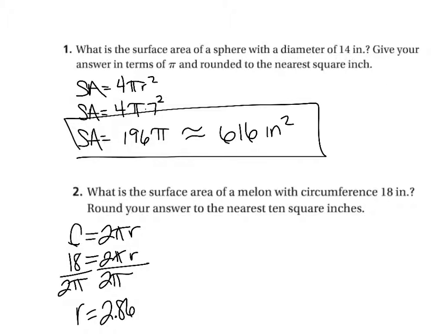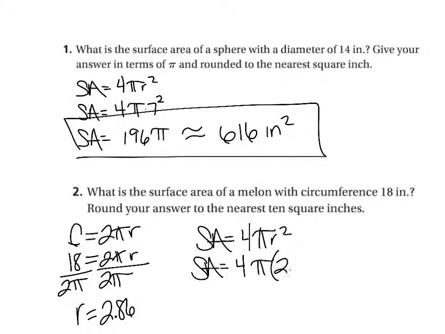Once I know the r, then I can go do my surface area formula and plug that value in. 2.86 squared. And so then I square that, take it times 4 and times pi. And I get 103, what's it say? To the nearest 10 square inches. Okay, that's an interesting way to round it. Let me write what I have. I have 103.13.